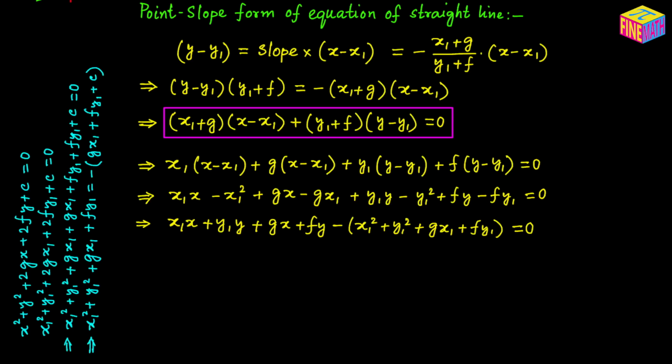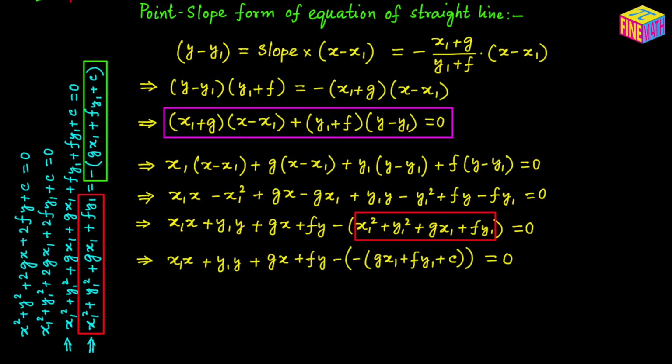Our equation can be written like this then: x₁x + y₁y + gx + fy − (−(gx₁ + fy₁ + c)) = 0. Within the yellow parenthesis, what I have substituted is negative of gx₁ + fy₁ + c, and all of this is equal to 0. That's our original equation. I have simply used the value of x₁² + y₁² + gx₁ + fy₁. I have simply plugged in the value that we derived on the left hand side.